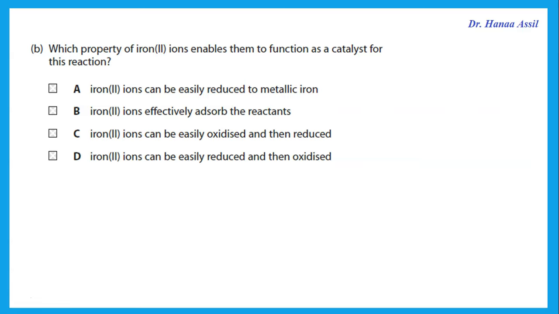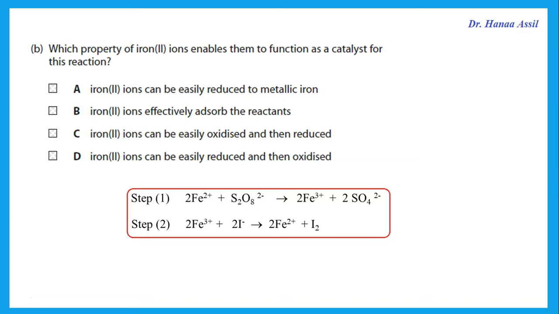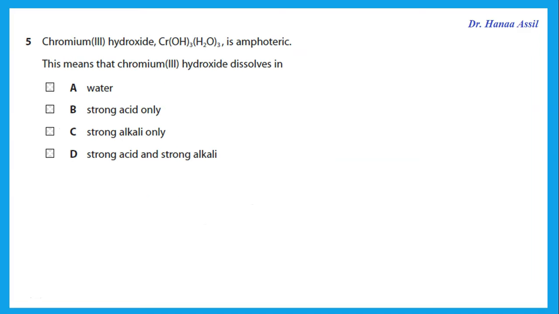Okay, so which property of iron 2 ions enables them to function as a catalyst for this reaction? Why is it that we can use iron 2 as a catalyst? Remember that what happens is the iron 2 changes to iron 3, so it is oxidized to iron 3, and then it is reduced back to iron 2. So we use it because it can be easily oxidized and then reduced.